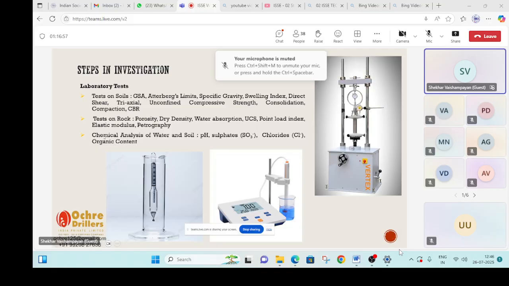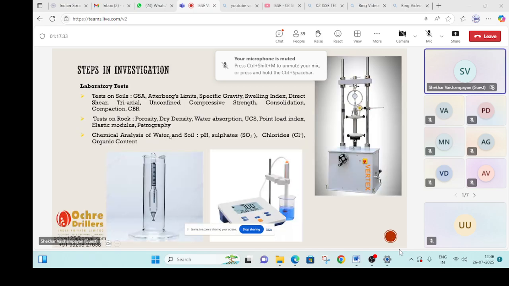Finally, the basics of chemical analysis of water and soil will be pH. If the pH is less than 5, the soil becomes acidic, and you cannot cast concrete in that because ettringite will form. Then sulfates, chlorides. High sulfates will be damaging to concrete. High chlorides will be damaging to the reinforcement steel, and organic content will be damaging to the set concrete. So all this actually has to be checked and provided in the investigation report.